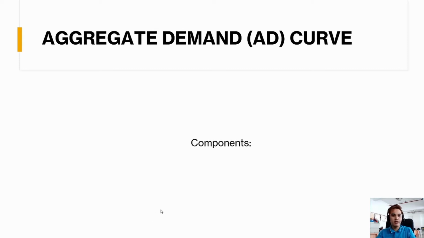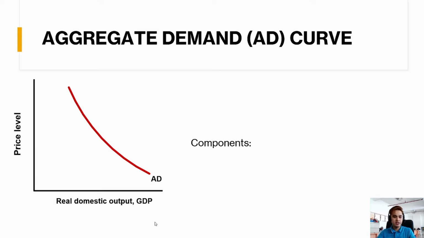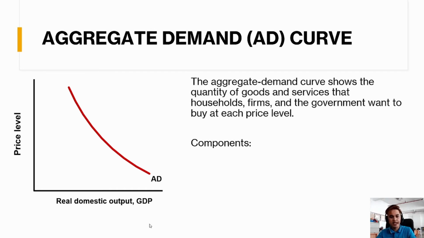All right, so let's talk about the aggregate demand first, or the AD curve. As you see, the AD curve is downward sloping, meaning there's an inverse relationship between the price level and the real GDP, or our aggregate output or aggregate income. Our aggregate demand is affected by different components.